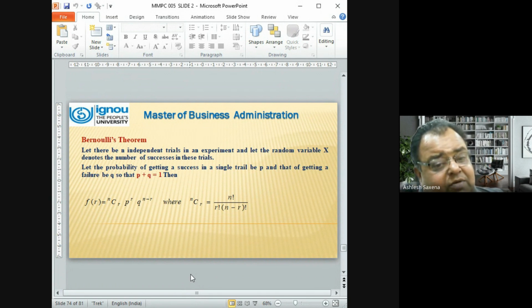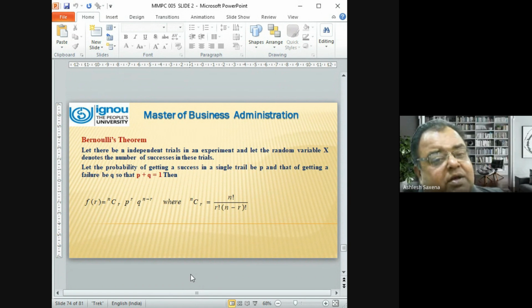Then, if that is the condition, you have to calculate the probability of an event, and you have to apply this formula: nCr into p raised to the power r into q raised to the power n minus r. nCr is related to combination, and this is opened up. nCr is equal to n factorial upon r factorial into n minus r factorial. Now the question arises, how to open this factorial?